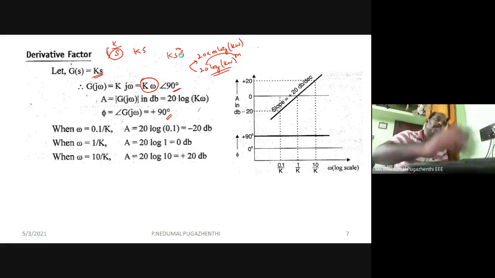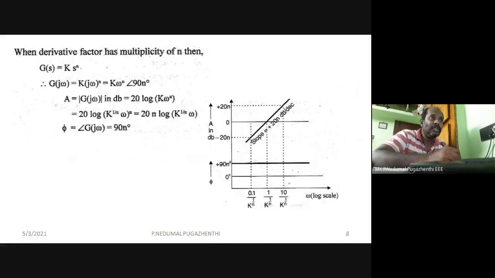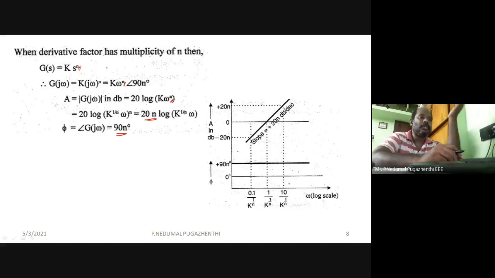You can see that here also, s power n. So you have omega n, which will be 20 into n, and you have 90 into n also. So this is a derivative factor with higher multiplicity of n.